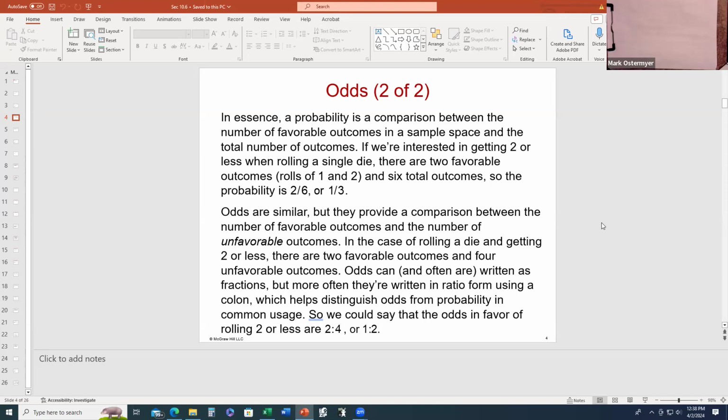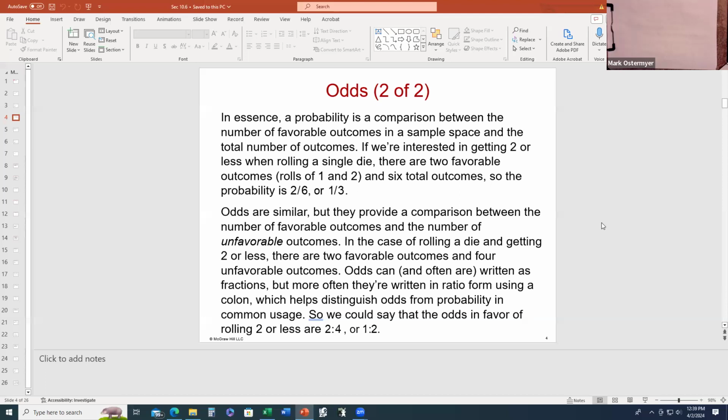Odds are somewhat similar, but they provide a comparison between the number of favorable and unfavorable ways in which an event can occur. In the case of rolling a die and getting two or less, there are two favorable ways in which that can occur. That is, if you roll a one or a two. And there are four unfavorable outcomes where the event does not happen. So the odds that we roll two or less on a die would be 2/4, or 1/2 odds. So notice odds, like probabilities, are writable as fractions, but there is a difference between them. We'll show you what formulas relate them and how we can convert back and forth between odds and probabilities.